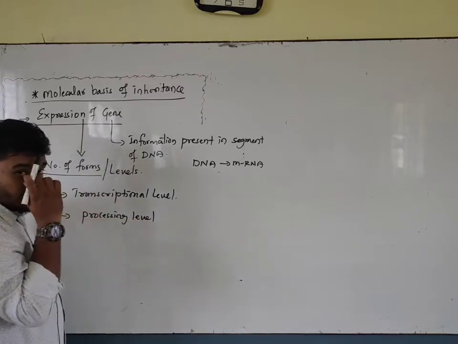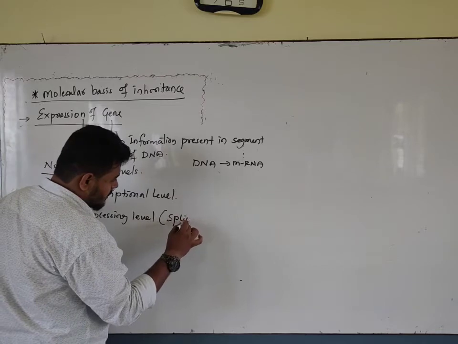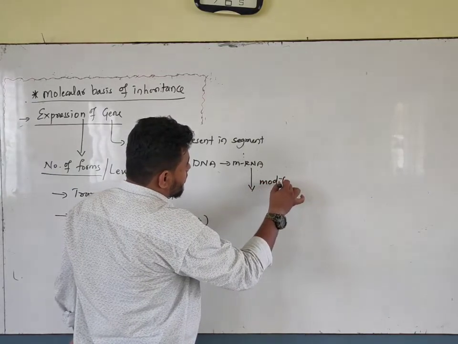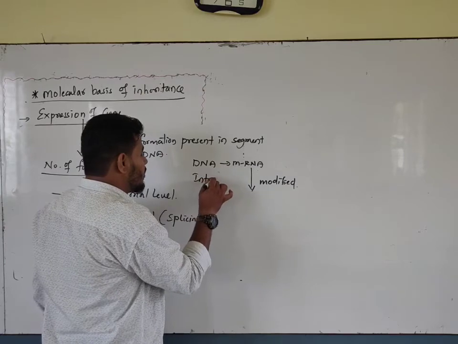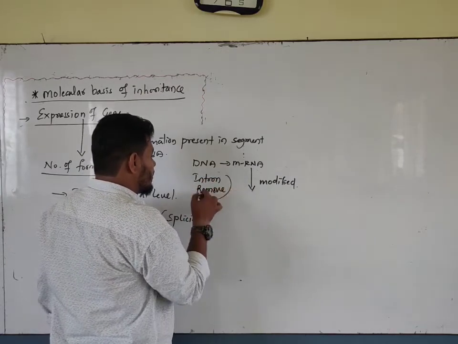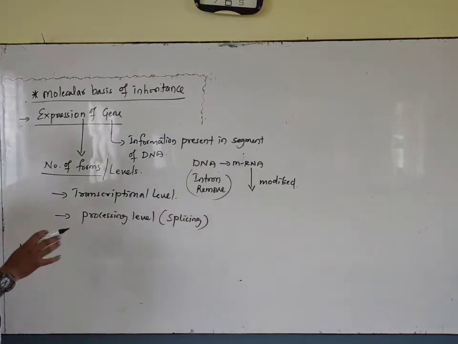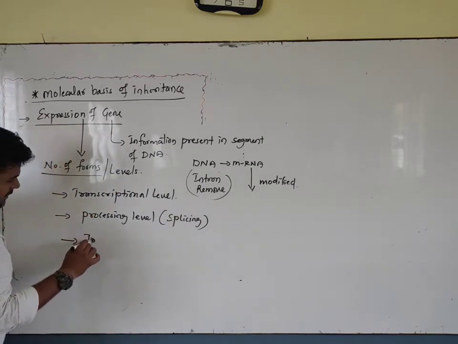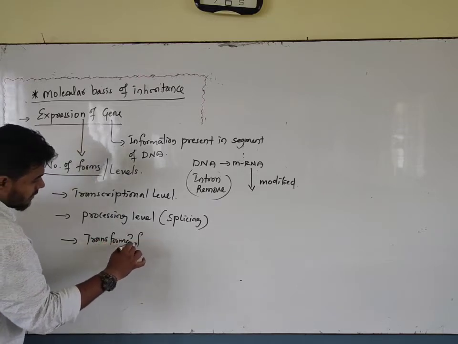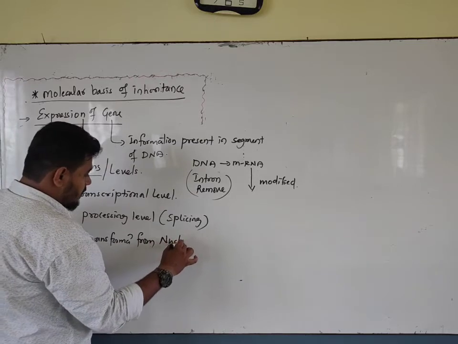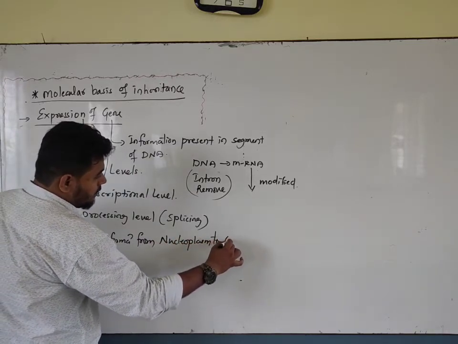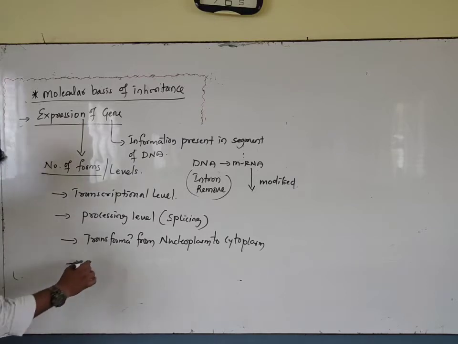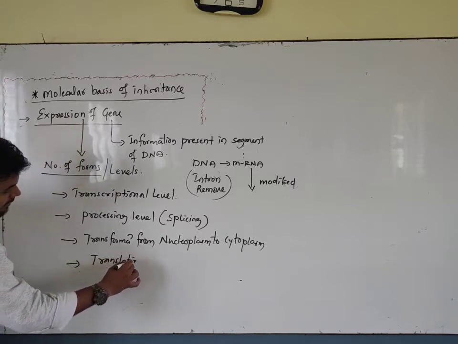Processing level, in the case of eukaryotes, this is splicing, where this mRNA gets modified. Actually here we can say introns are removed. So modification or processing level, where the non-coding sequences are removed. Next, during transport from nucleoplasm to cytoplasm, there also it gets expressed, and lastly it is expressed in translation.